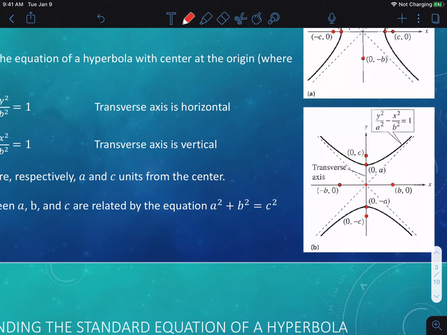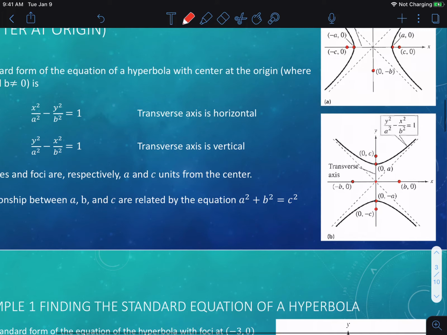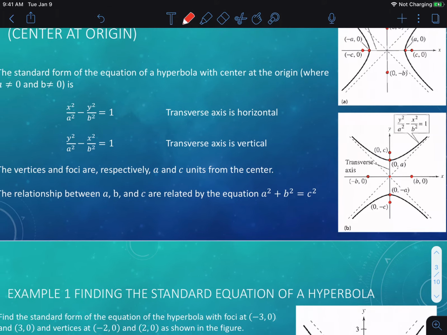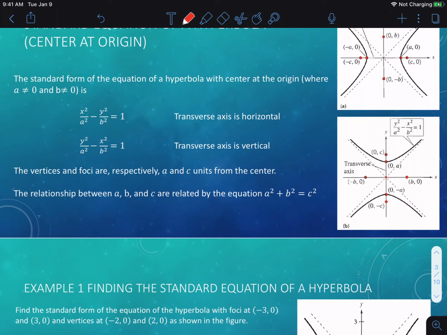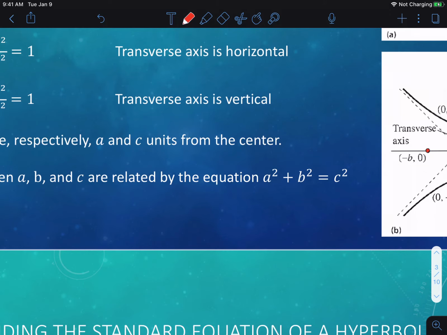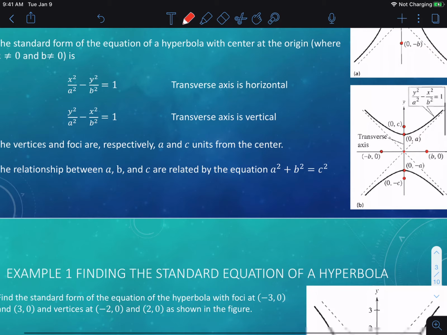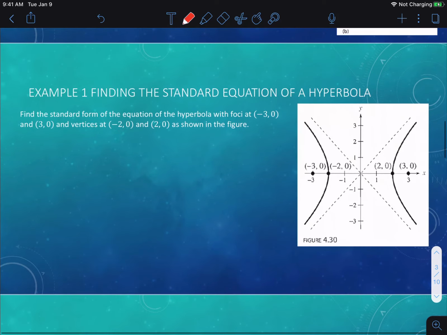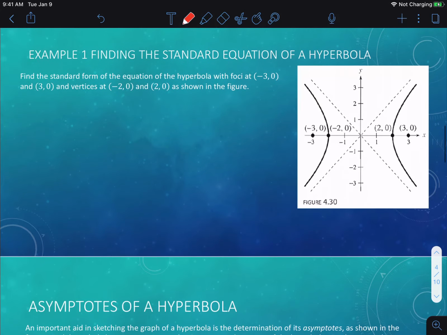Okay? The relationship that a, b, and c have, as far as just calculating them are concerned, is very Pythagorean. It's a squared plus b squared equals c squared. So all you have to do is think of the Pythagorean theorem, and that's going to give you the relationship that the distances of a, b, and c have with each other. So let's take a look at example 1 and find the standard equation of a hyperbola.